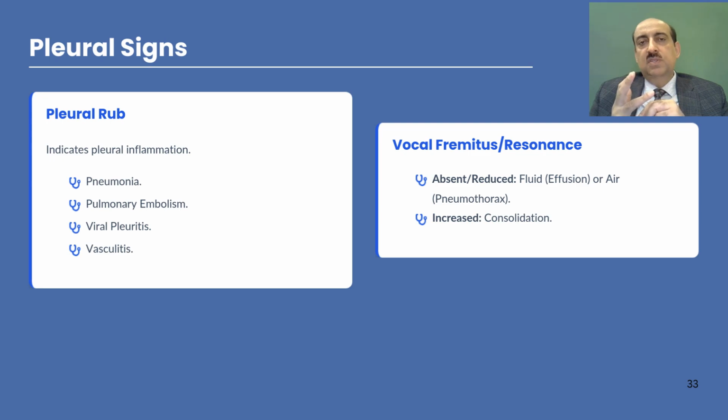Pneumonia is one of the causes. Pulmonary embolism, because it's a peripheral infarction of the lung tissue itself. That infarction eventually spills over and involves the visceral pleura, and hence there is focal inflammation. Viral pleurisy is a very common cause, just like viral pericarditis. So viral pleurisy can also lead to pleural rub.